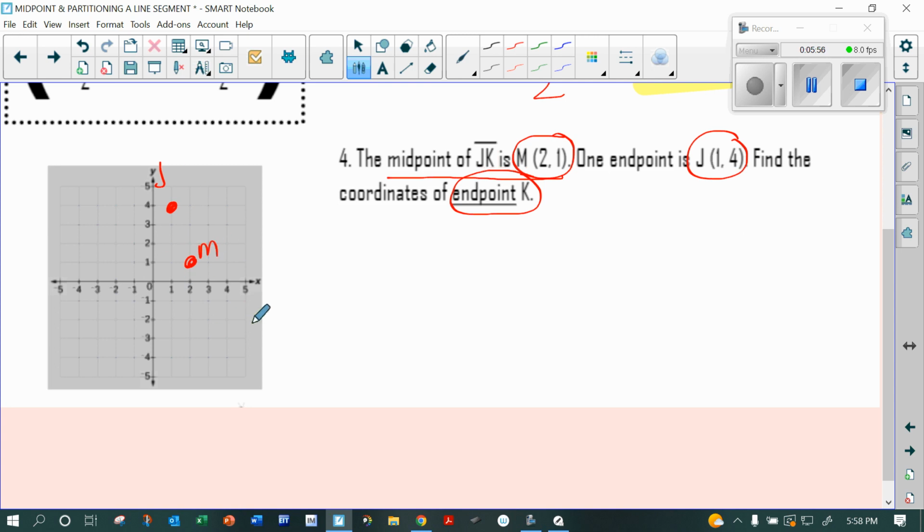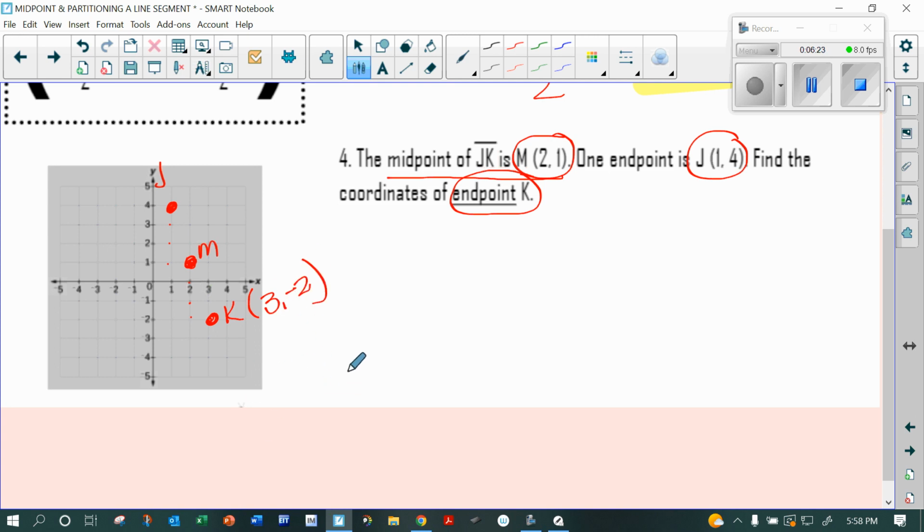So I need to know, looking at this, if this is the middle, then I know the other end has to be here somewhere. So what I'm going to do is start here. I'm going to go 1, 2, 3 over 1. So point K should be at 3, -2. So that's where it's at.